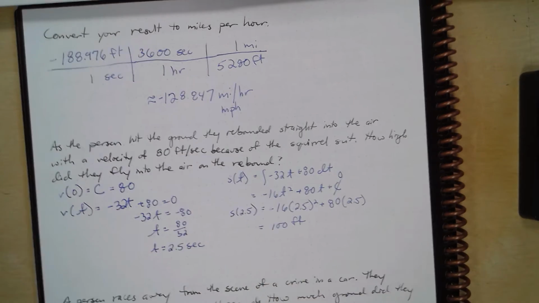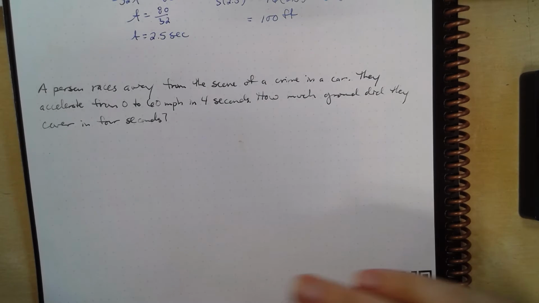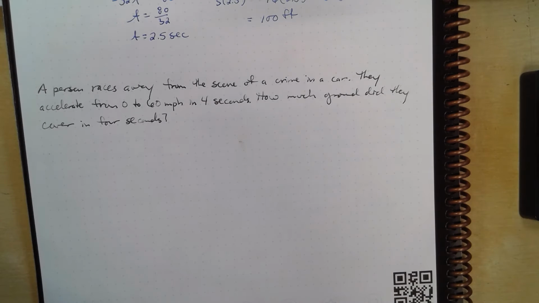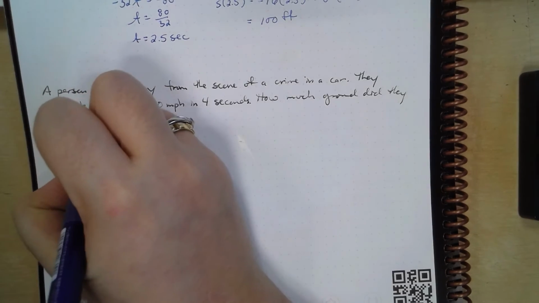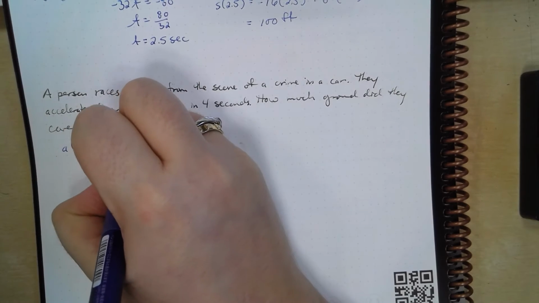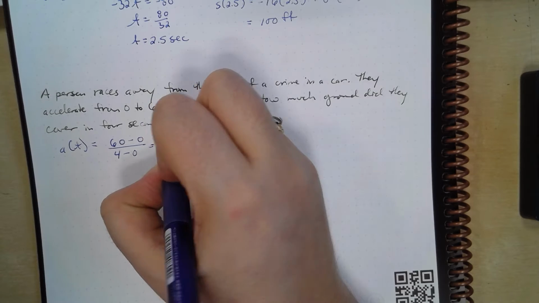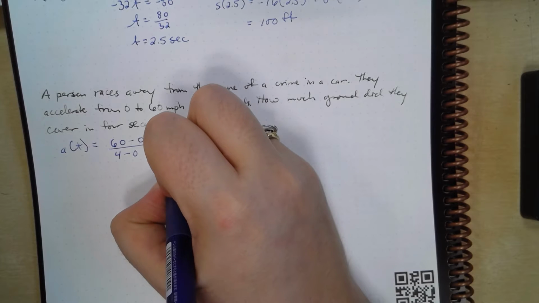All right? So let's talk a little bit more about what's going on here. So a person races away from the scene of a crime in a car. They accelerate from 0 to 60 miles per hour in 4 seconds. How much ground did they cover in those 4 seconds? Well, our acceleration, a of t, is going to be our change, right? So 60 minus 0 over 4 minus 0, which is going to be equal to 15 miles per 1 hour. Oops, 1 hour.